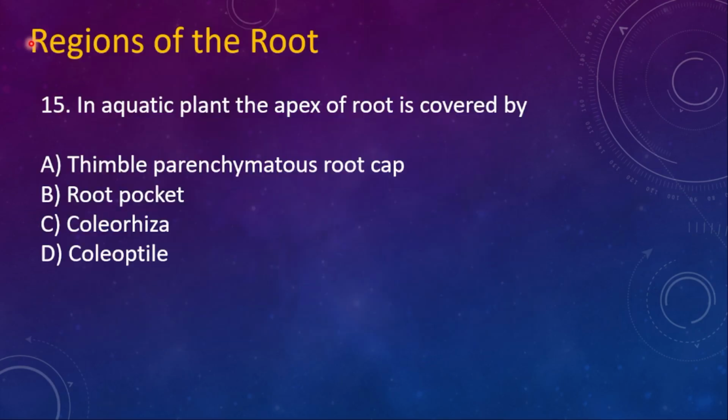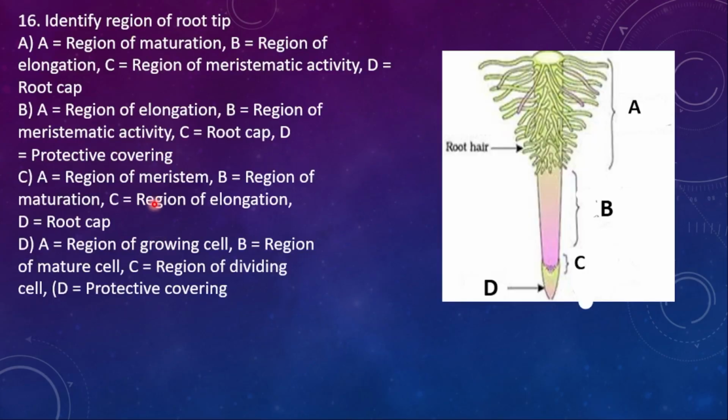Question number 15, from the regions of root part. In aquatic plants, the apex of root is covered by. In aquatic plants, there is a specific part which covers the apex, the tip of the root. So that one is said to be what? A, thimble, parenchymatous root cap. B, root pocket. C, coleorhiza. D, coleoptile. Here the right option is B, root pocket.